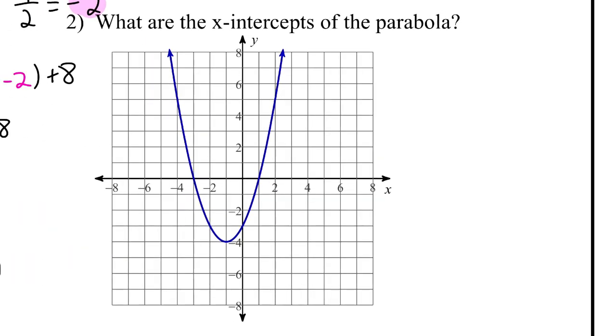Next, what are the x-intercepts of that parabola? Don't make this more difficult than what it's actually asking for. There's an x-intercept, and there's an x-intercept. So one of the x-intercepts is the point negative 3, 0, and the other x-intercept is the point 1, 0. And that's all it is looking for.